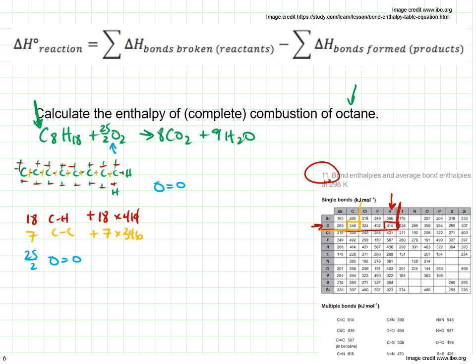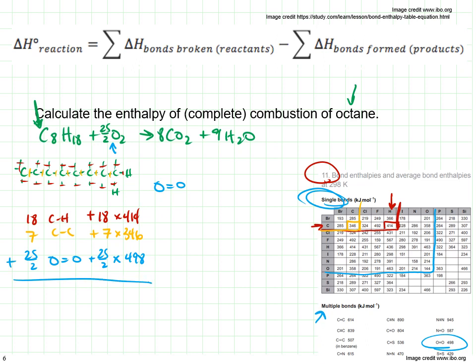Oxygen, oxygen, be careful. We do not want 144 because these are single bonds and we know that molecular oxygen is double. So I'm going to use this handy dandy list at the bottom. My double O's are 498. So I'm going to do 25 halves or 12.5 times 498. And again, that's going to be positive because we are breaking all of these bonds.